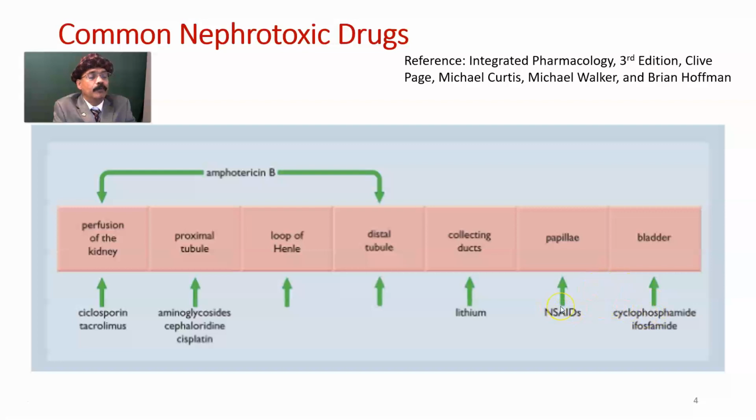NSAIDs like ibuprofen and naproxen may cause renal papilla damage. Cyclophosphamide and ifosfamide are medications that may damage the bladder. That may lead to hemorrhagic cystitis followed by fibrosis of the urinary bladder.